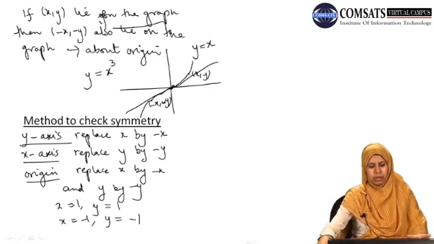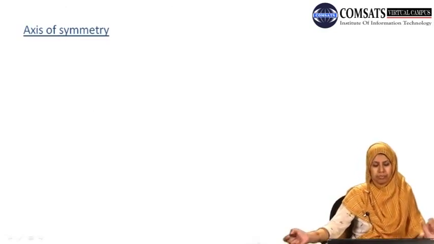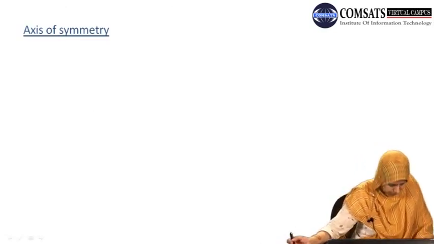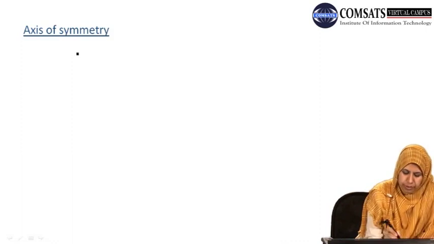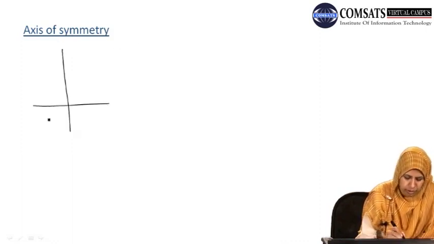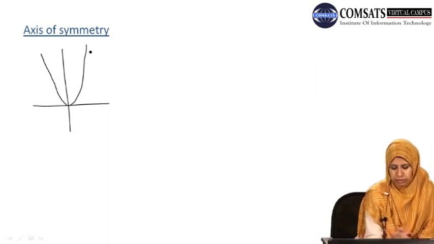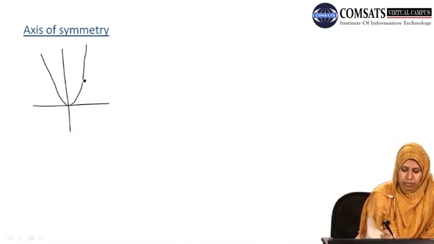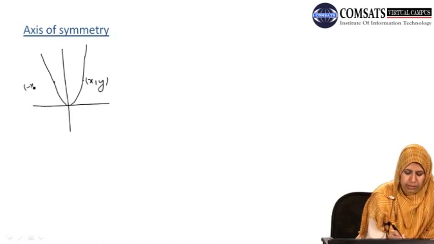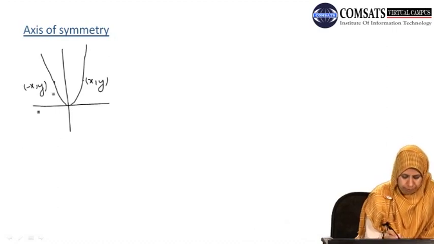Okay, now we have seen that there are actually 3 types of symmetries of a graph, and now we come to our main focus, axis of symmetry, which we are interested in. By axis of symmetry, okay, if our graph is symmetric about y-axis, clearly we can see that for any point x, y, the point minus x, y also lies on the graph.